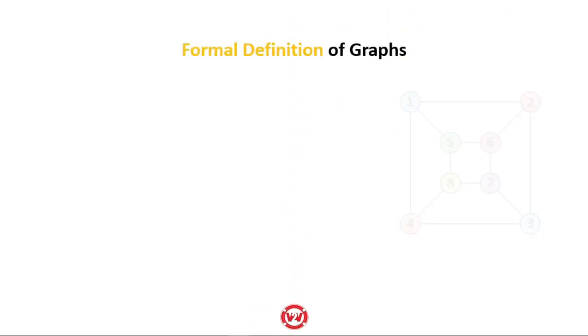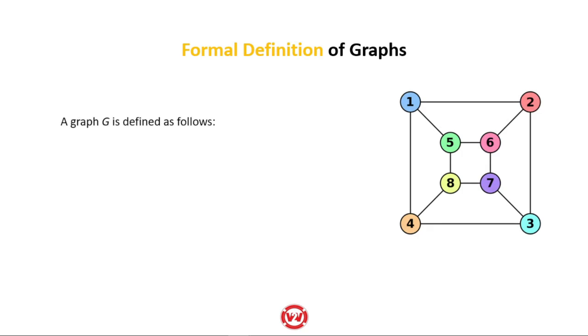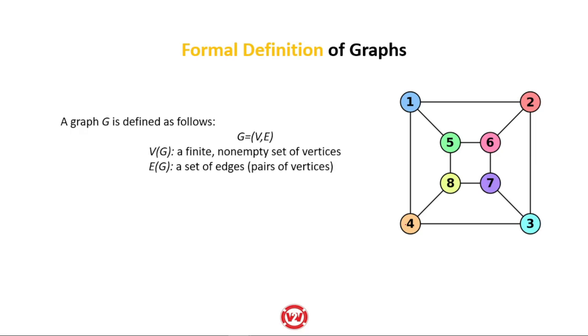Then, how can we formally define a graph? A graph, we usually represent it in the form of G. So, a graph G is defined as G equals (V, E), which is a collection of vertices and edges. V(G) is a finite non-empty set of vertices. That means for a graph to exist, there have to be at least two vertices. If there are no two vertices, we cannot call it a graph. And E(G) is a set of edges, that is, pairs of vertices.